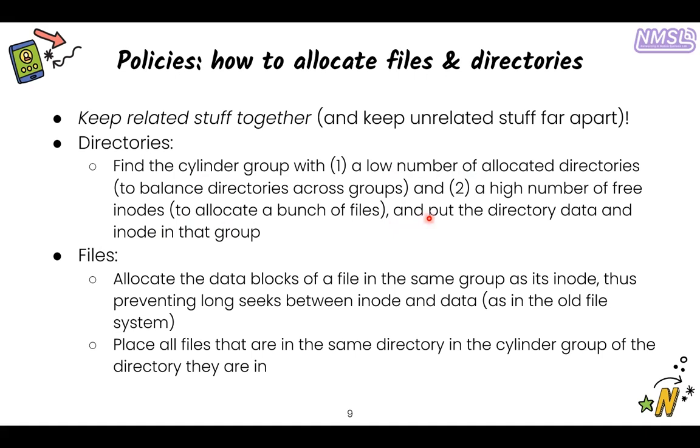So these are rules for the directory, and once you have that, for files, you want to allocate the data blocks of a file in the same group as this inode, thus preventing long seeks between inode and data, right? Because you typically first go to the inode before you get data. If your inode and data are far away, that process involves seeking and all that, which is not very efficient. So you want to place all files that are in the same directory in the same cylinder group of the directory they are in. Again, it's common sense.